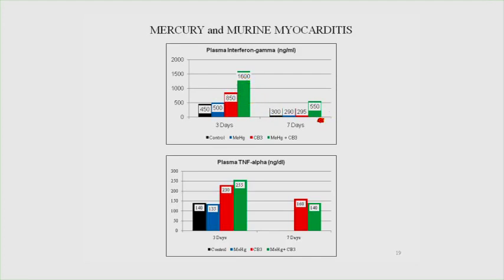At 7 days, interferon gamma is quieted down in all the animals except for those pre-treated with mercury. So you want an immune response to go kill the viruses, and then it's supposed to quiet down. It doesn't quiet down in the animals treated with mercury. Same situation with tumor necrosis factor alpha.